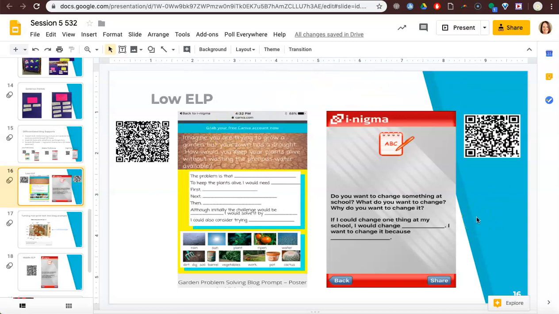Another example that's a little less involved, which is nice: do you want to change something at your school? Why do you want to change it? And then here's a sentence frame to get them started. If I could change one thing at my school, I would change blank. I want to change it because blank. So if they scan that, this is what would come up.